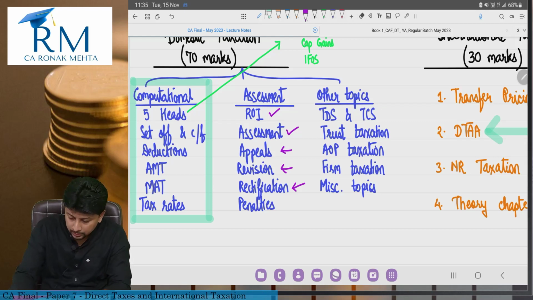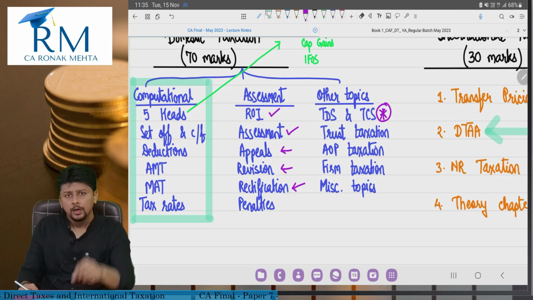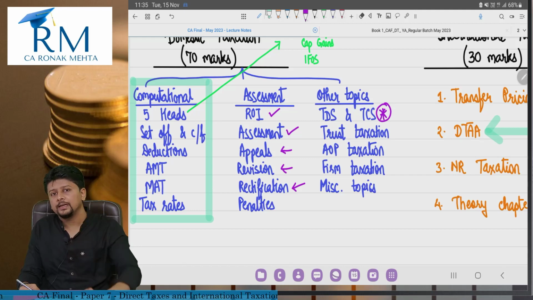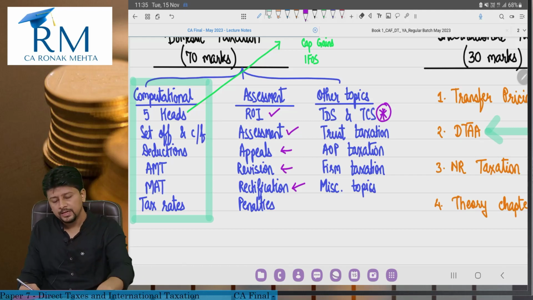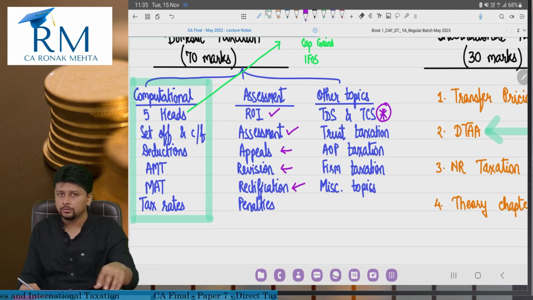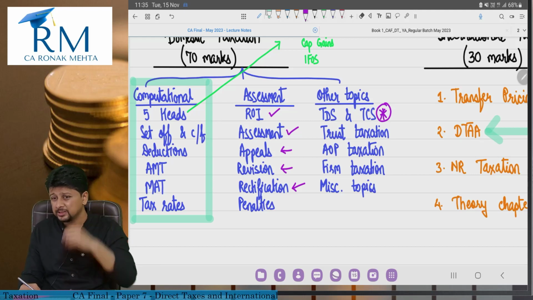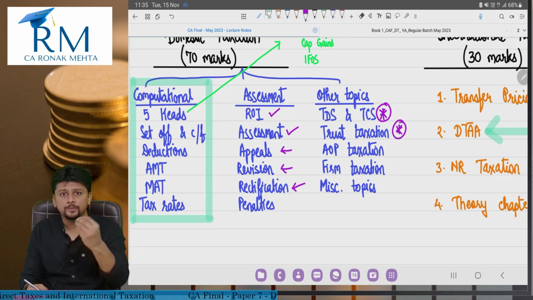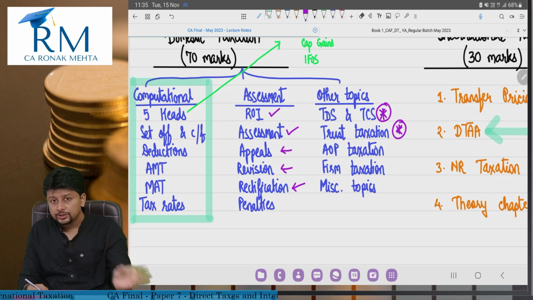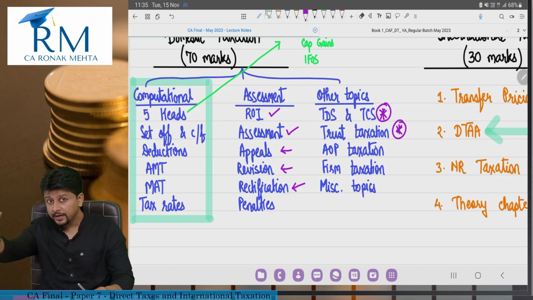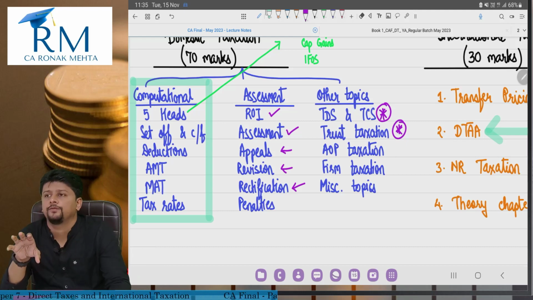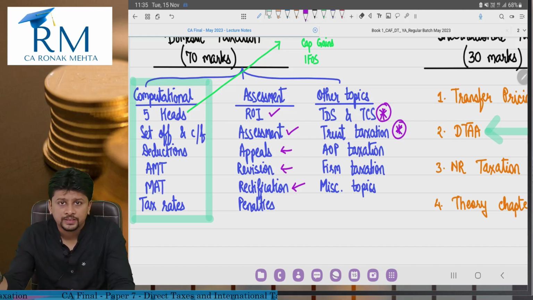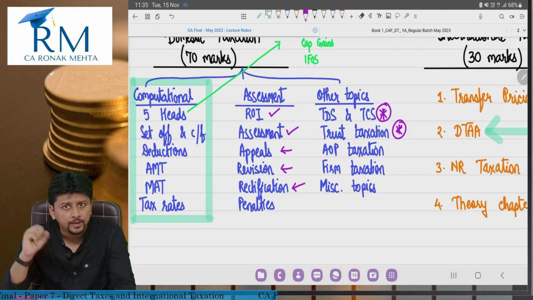One very important chapter, TDS, TCS, always is part of your paper, always. You can blindly vouch for it, whether it's the May attempt or November attempt, whether it is 2022 or 2021, TDS, TCS has always appeared in your paper. Taxation of trust, always part of your question paper. Taxation of AOP, taxation of partnership firms, these were never studied at CA Inter. At CA Inter, the focus was on individuals and HUFs only. At CA final, every type of assessee is to be studied: companies, firms, AOP, everybody.